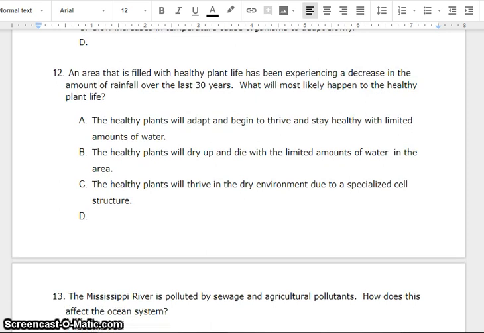Number 12. An area that is filled with healthy plant life has been experiencing a decrease in the amount of rainfall over the last 30 years. What will most likely happen to the healthy plant life? A. The healthy plants will adapt and begin to thrive and stay healthy with limited amounts of water. B. The healthy plants will dry up and die with limited amounts of water in the area. Or C. The healthy plants will thrive in the dry environment due to a specialized cell structure.